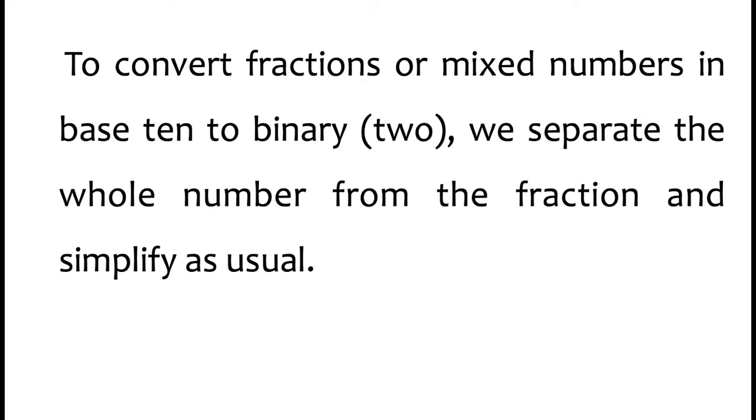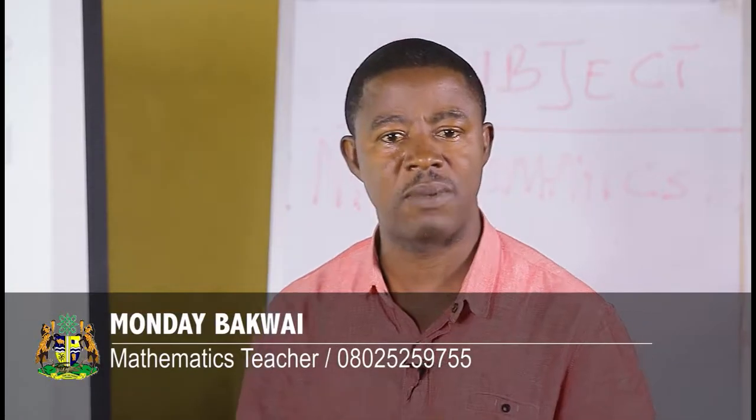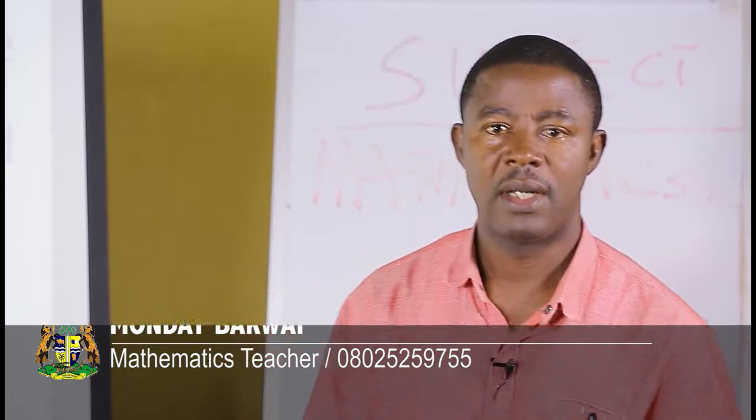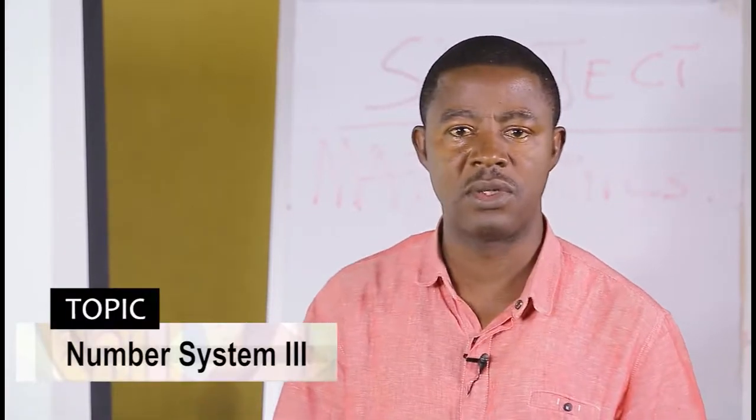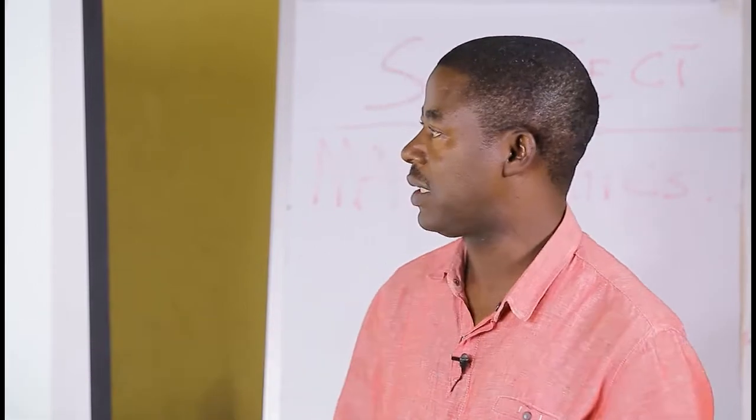Now, to convert fractions or mixed numbers in base 10 to binary, which is base 2, as you know, we separate the whole number from the fraction and simplify as usual. Let's cite examples so that we can solve to ascertain that definition.